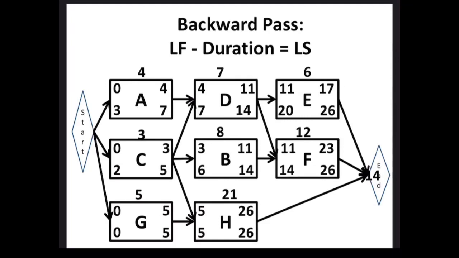Excellent. Where is the 14 coming from? There are two activities that D is a predecessor for, E and F. What is the late start of E? 20. What is the late start of F? 14. Out of the 14 and the 20, 14 is the smaller number.